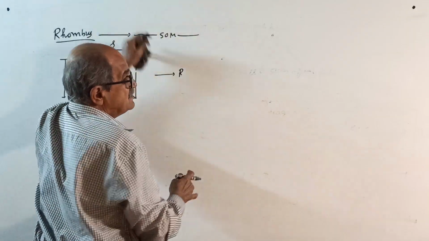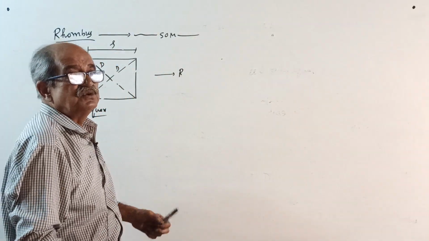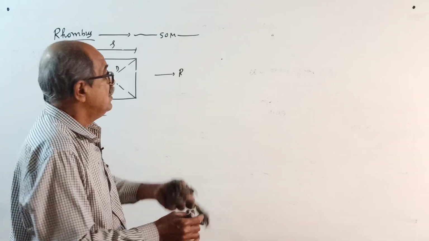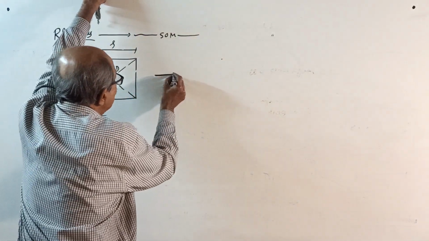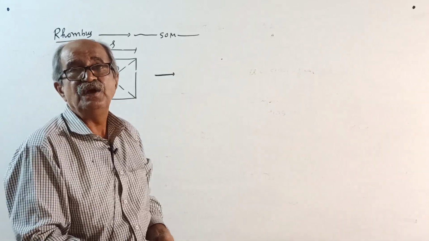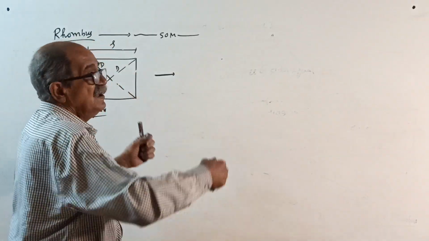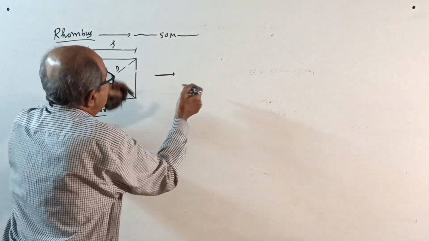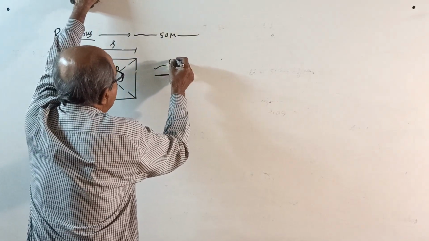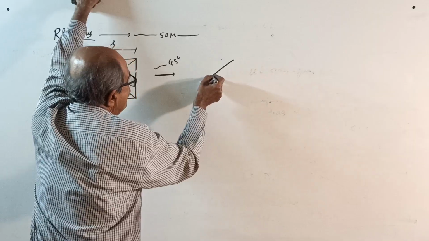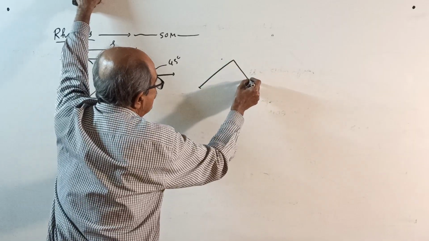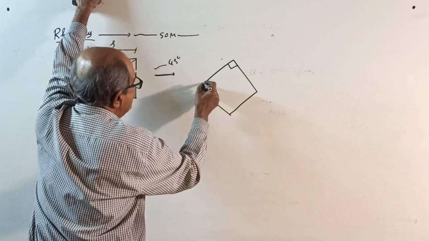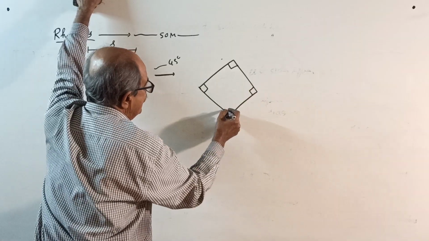Rhombus also square. From a structural point of view, square section means you place like this. Otherwise, rhombus also is a square only. Rhombus section from subject point of view is the same square section. You turn it, rotate it by 45 degrees. Then see, 90 degrees here also, 90 here, 90 here, 90 here, 90 here.